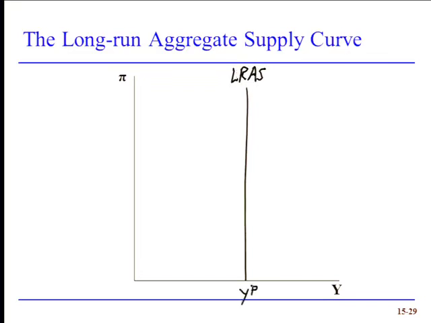Once again, notice changes in the inflation rate moving up and down here just simply move us up and down along the long-run aggregate supply curve. If economic output moves away from the long-run aggregate supply curve, we're not sure where inflation is, right? We're off the curve, so we have to have more information.